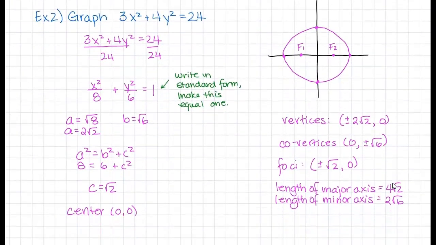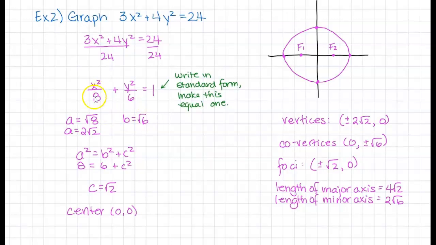So here we go. So like I said, for a standard form of an ellipse, it has to equal 1. Right now it equals 24, so we're going to divide both sides by 24. And 3 over 24 is 1 over 8. 4 over 24 is 1 over 6, so now we have the standard form. And then we can see that a is going to be the square root of 8, which simplifies to 2 root 2. b is going to be the square root of 6, which doesn't simplify.